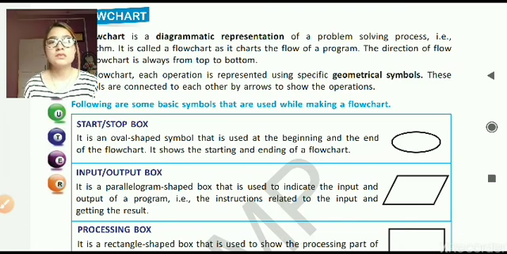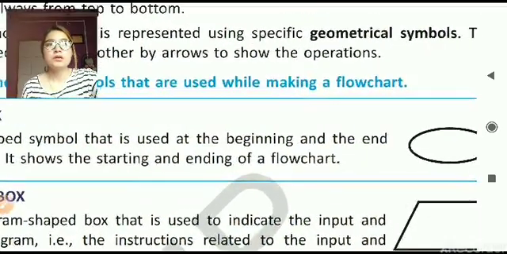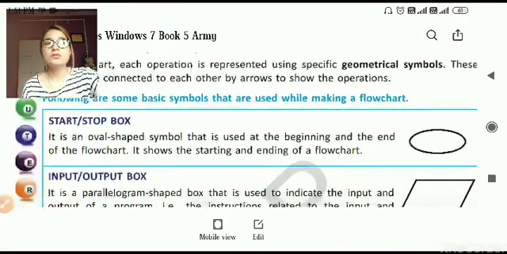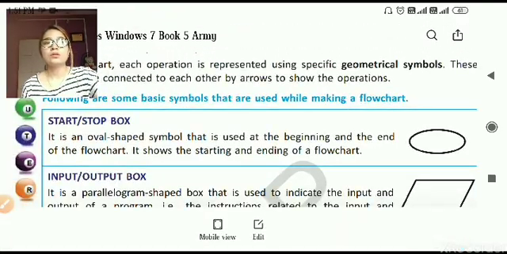First one is the start stop box. The start stop box is basically an oval shaped symbol that is used at the beginning and at the end of the flowchart. You can see here in the picture, it's an oval symbol. This symbol has to be there at the top and at the end.